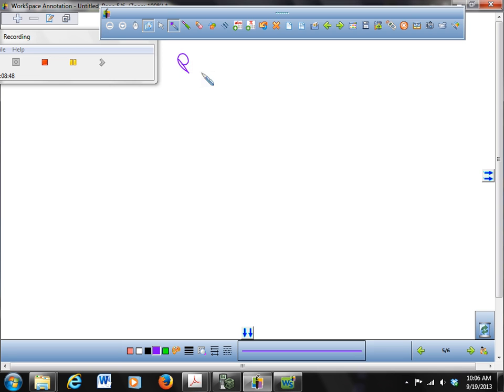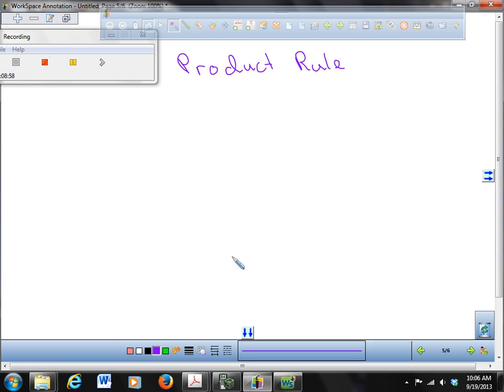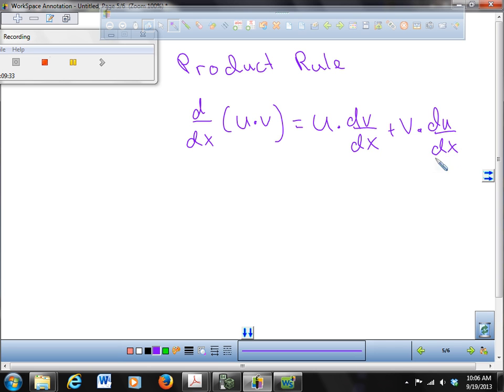Now we're going to learn about something that you probably haven't heard of before. And this is called the product rule. Anyone hear of the product rule? Okay. So this is how the product rule works. d/dx of u times v, which are two functions, equals u times dv/dx plus v times du/dx. What does that mean?